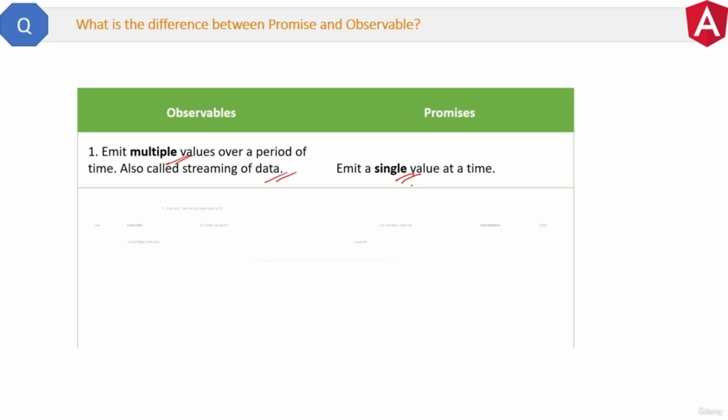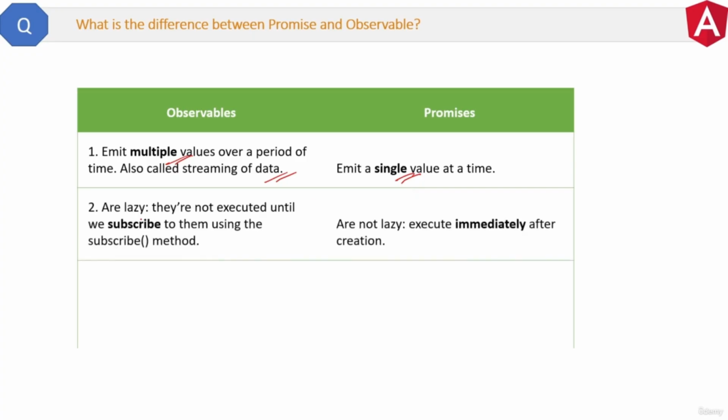Next difference: observables are lazy. They are not executed until we subscribe to them using the subscribe method. For example, if you have written some code in your Angular service for an observable which is receiving some data from some API, but there is no component subscribing to this data, then this observable written in the service will not even generate that data. And it is very beneficial as it will save the resources and memory of your CPU.